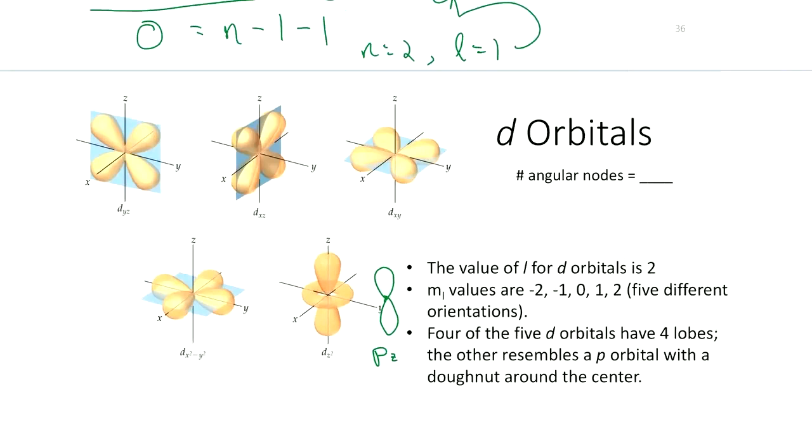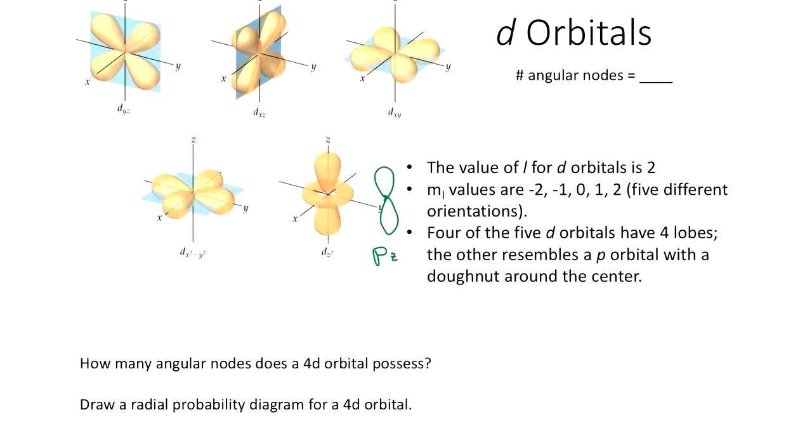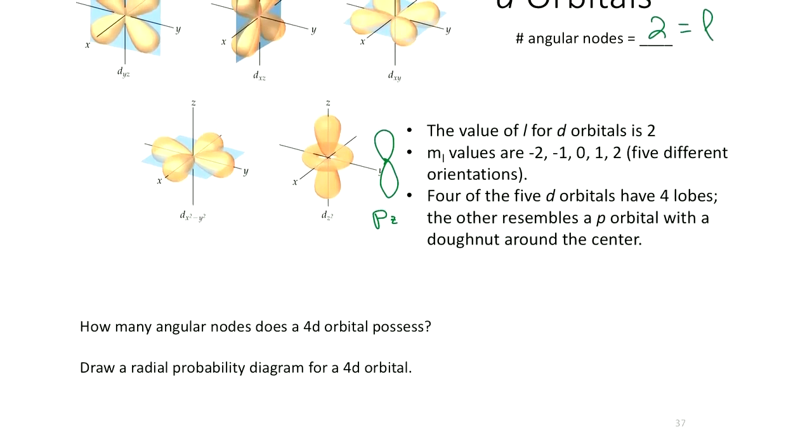For d orbitals, how many angular nodes are on a d orbital? 2, yes, because that's the L value. And remember the possible m_L values, there are 5 different orientations. That's why there are 5 pictures here. All right, so let's do these questions.